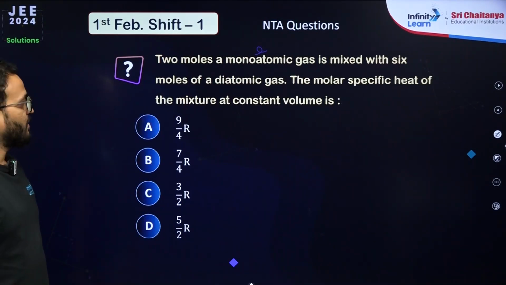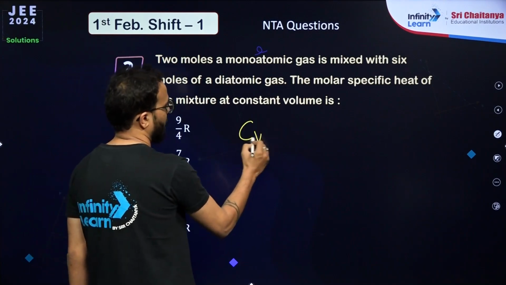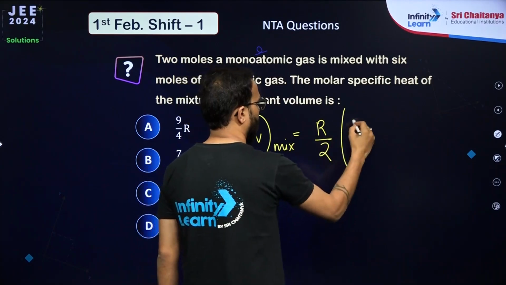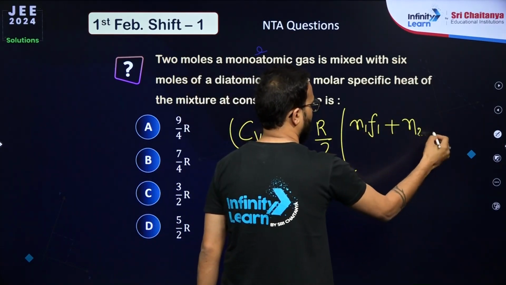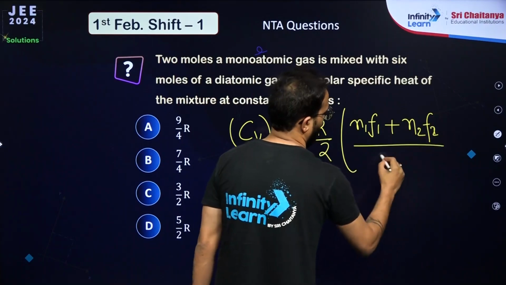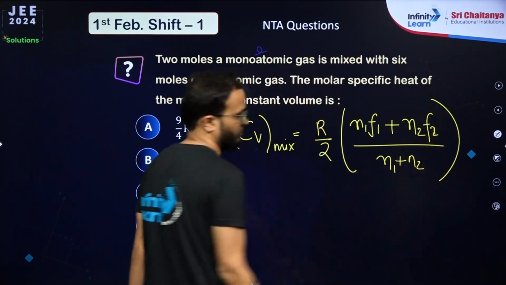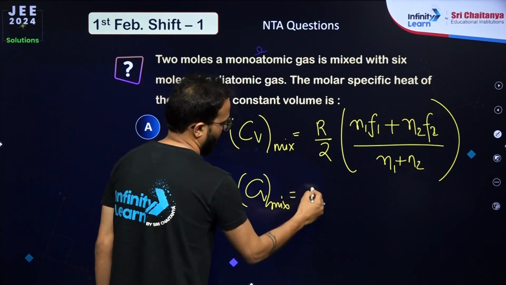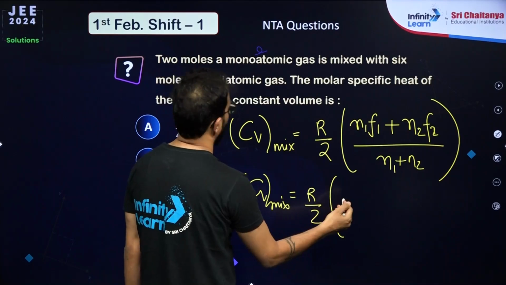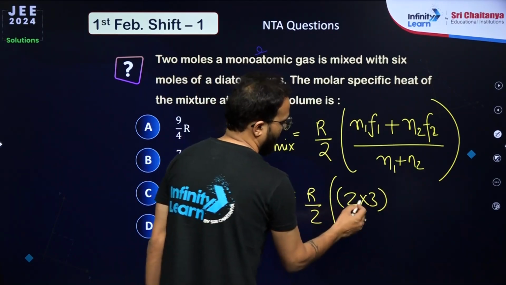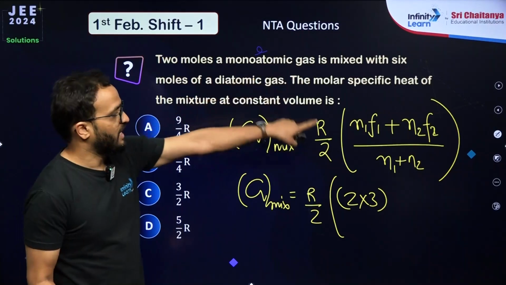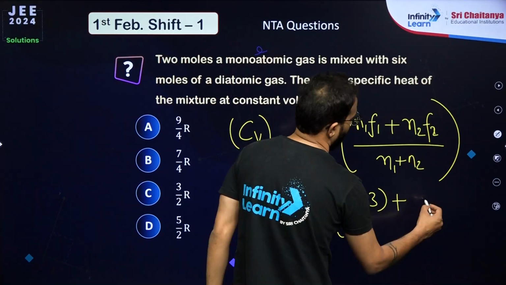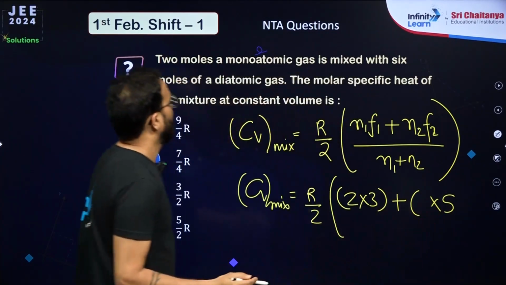2 moles of monatomic gas is mixed. Okay. So what is the formula for CV of the mixture? CV of the mixture is R by 2 into (N1 F1 plus N2 F2) upon (N1 plus N2), right? So CV of the mixture will be R by 2 into N1, how much? 2 moles. F1 is how much? 3. Why? Because it is monoatomic. So for monoatomic gas, degree of freedom is 3. For diatomic gas, degree of freedom is 5. How many moles? 6 moles.